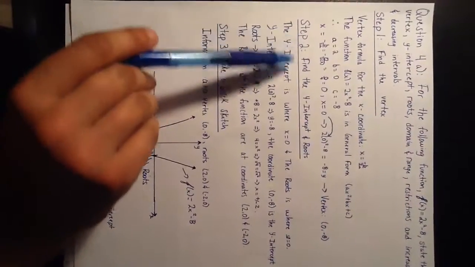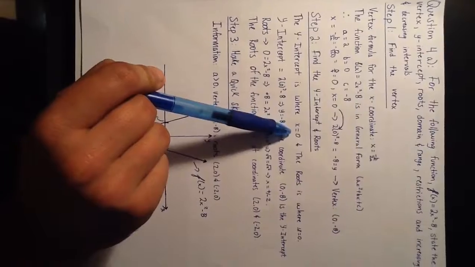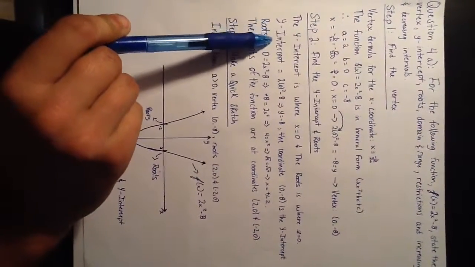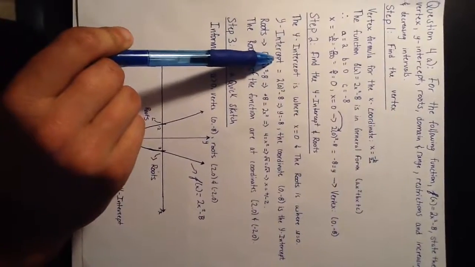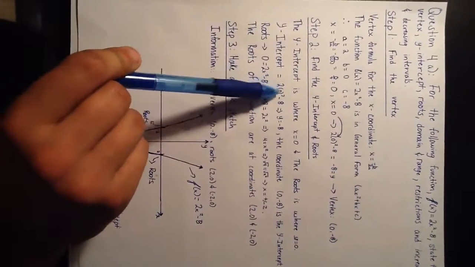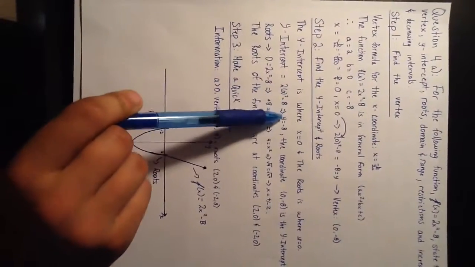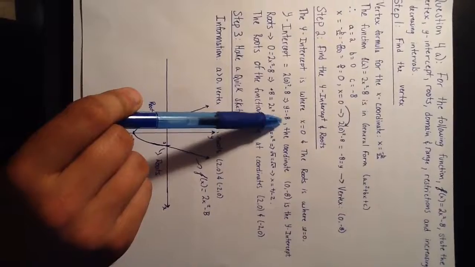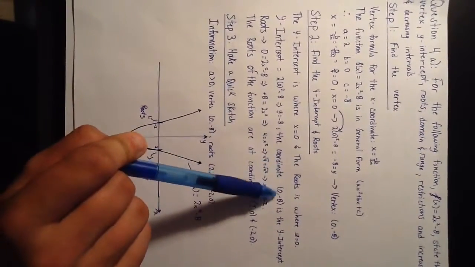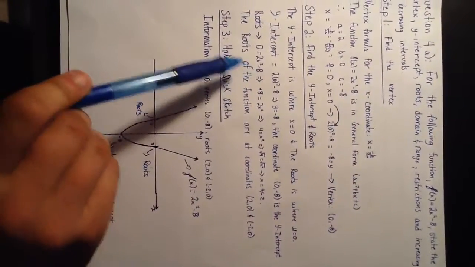Step 2. Find the y-intercept and roots. The y-intercept is where x is equal to 0 and the roots are where y is equal to 0. For the y-intercept, as we mentioned, we need to substitute 0 where we find x. In this case, 2 times 0 squared minus 8 gives us y equal to −8. And the coordinate of the y-intercept is (0, −8). Coincidentally, the same as our vertex.